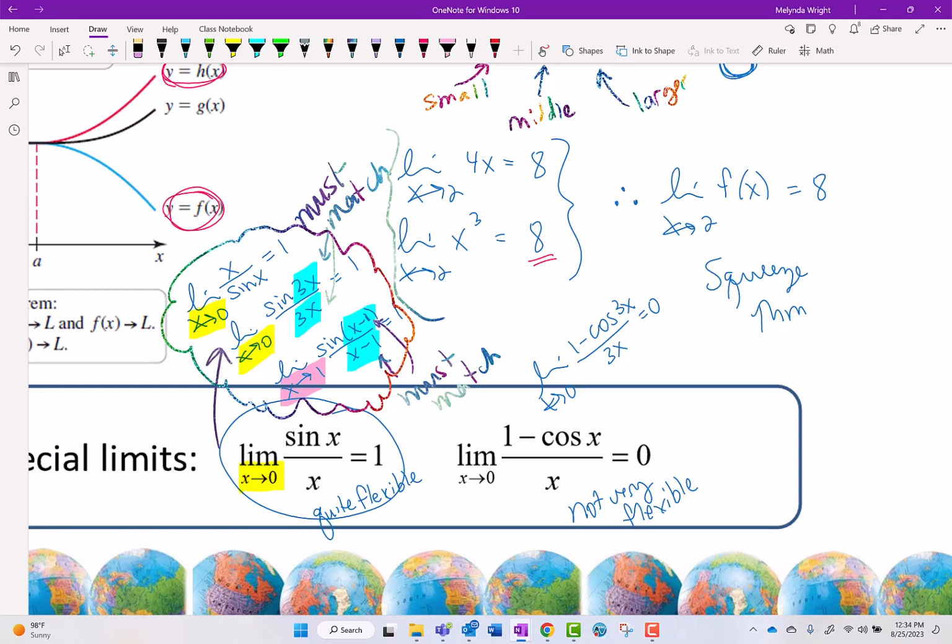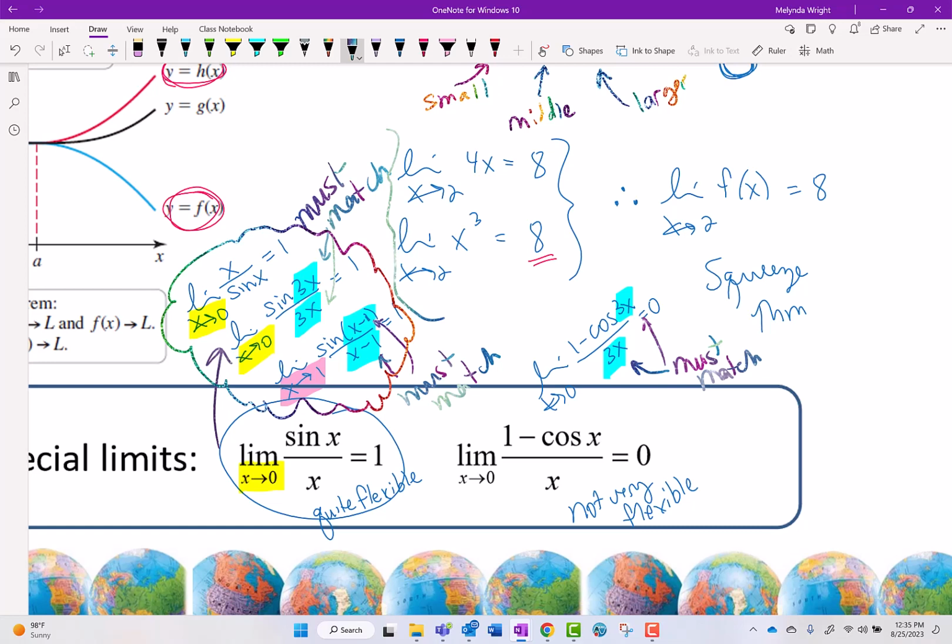But again, I'll just point this out. These have to match. Those spots have to match. They must match or you can't use this. That's just about as crazy as it gets.